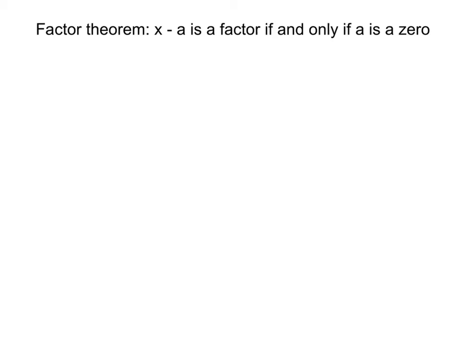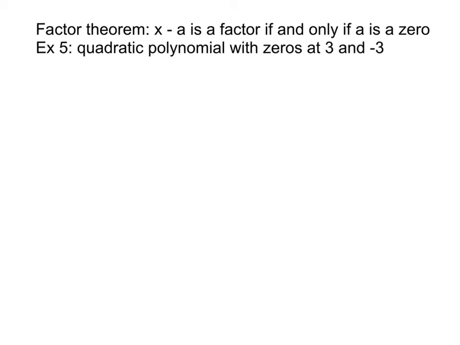The factor theorem says x minus a is a factor of a polynomial if and only if a is a zero. In example 5, we want to write a quadratic polynomial that has zeros at 3 and negative 3. So we're basically going from the answers and we're going to go back to the equation. So if it says that 3 and negative 3 are zeros, that means x equals 3 and x equals negative 3. So to bring those back, remember we're working backwards.